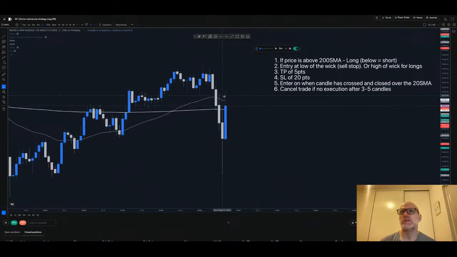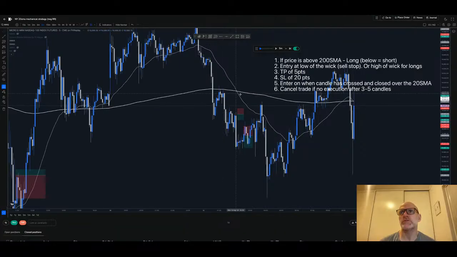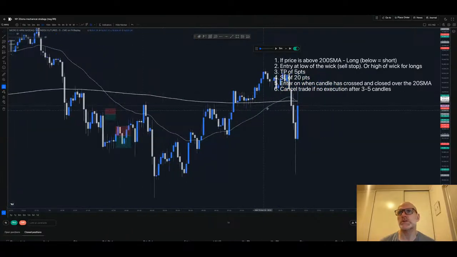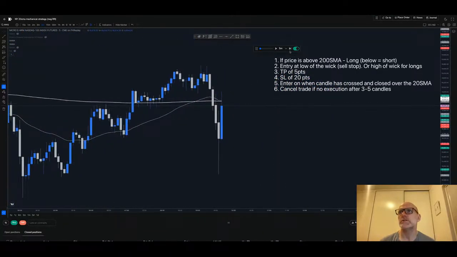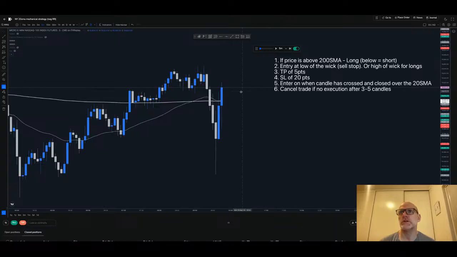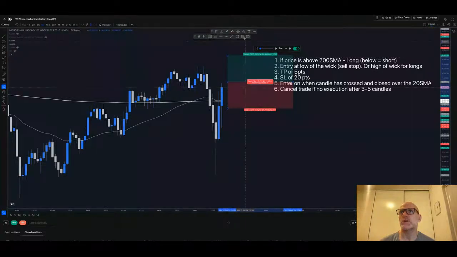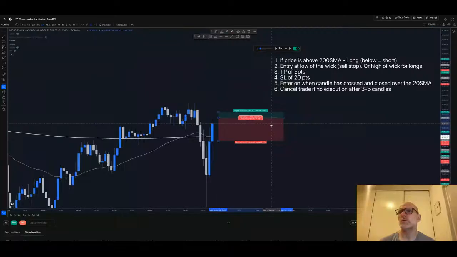I don't like how the 20 is just chopping around the 200. There's been a lot of losers when the 20's just been chopping around. So let's see if we can actually find a direction. All right, so that's actually a long. Nice to see some direction forming, I reckon. A few more and we'll call it.